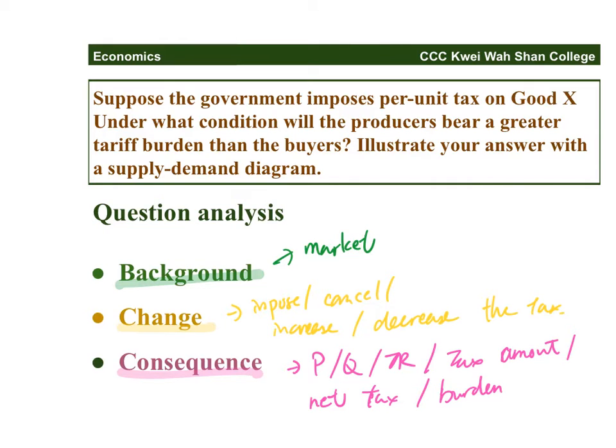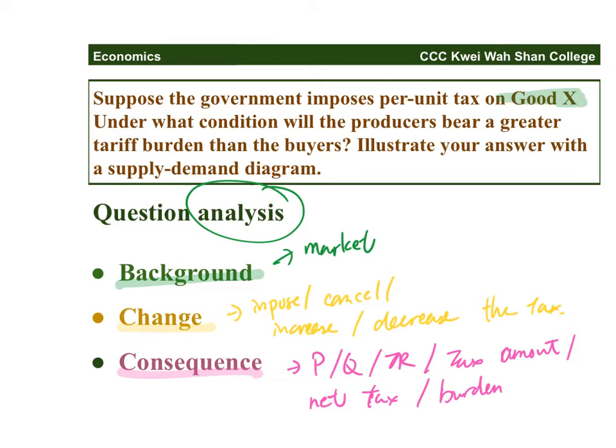Remember, every time when we read the questions, we have to do the analysis. We have to check the background, change, and consequence. Always use this for all demand and supply questions. For the background, we have to identify the market. So let's find the market from the question. It's not a very specific market. It just says that it's about eggs, and there is no excess demand or supply.